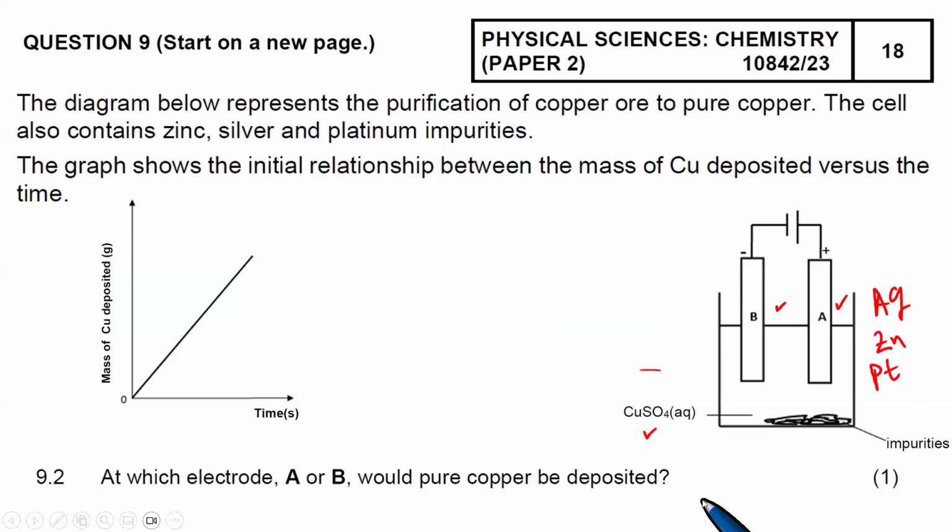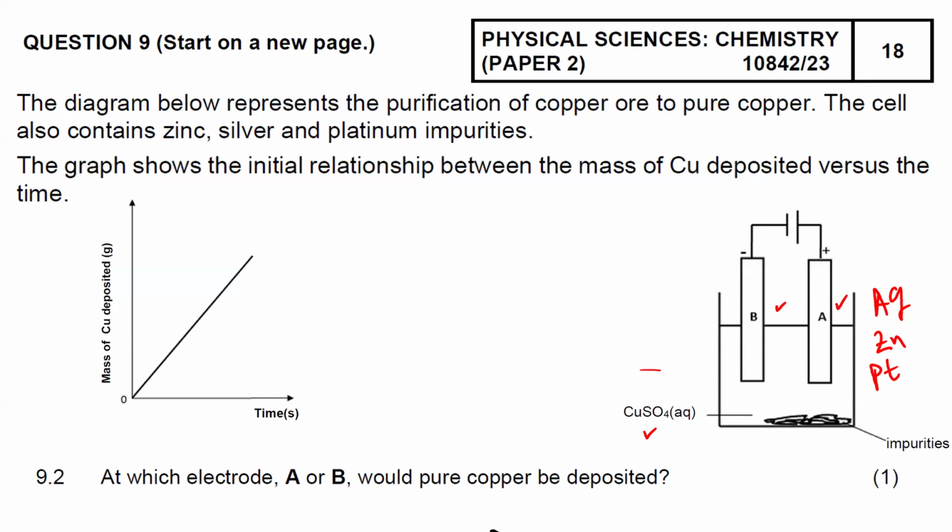At which electrode, A or B, would pure copper be deposited?